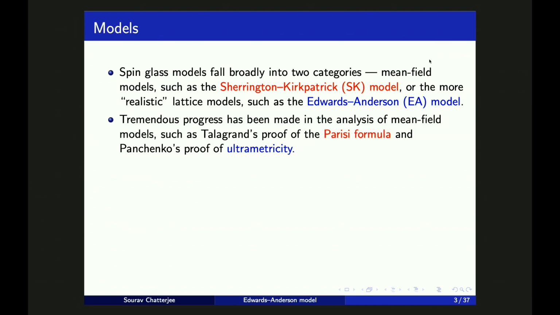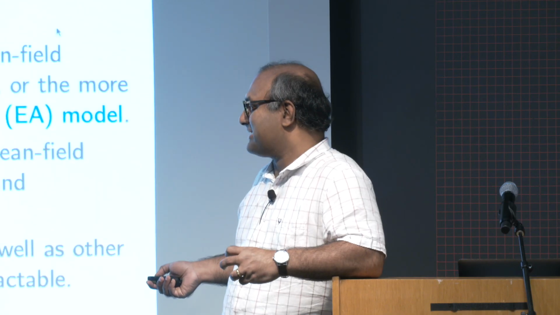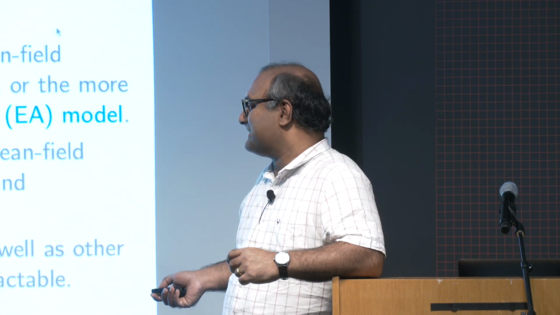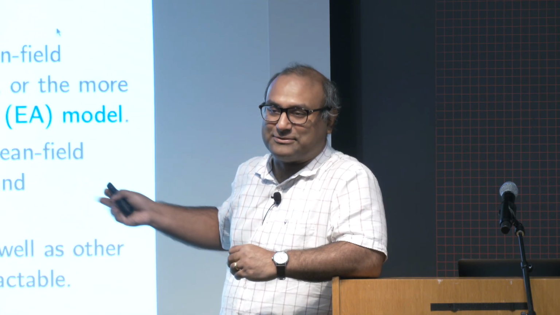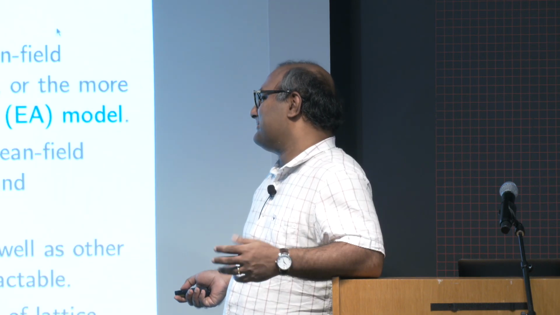Tremendous progress has been made in the analysis of mean field models. Just two examples: Talagrand's proof of the Parisi formula, and Panchenko's proof of ultrametricity. The Edwards-Anderson model, on the other hand, has remained largely intractable. I've heard it said that Chuck Newman, I think, discourages students from working on the Edwards-Anderson model, saying that it's a career killer.